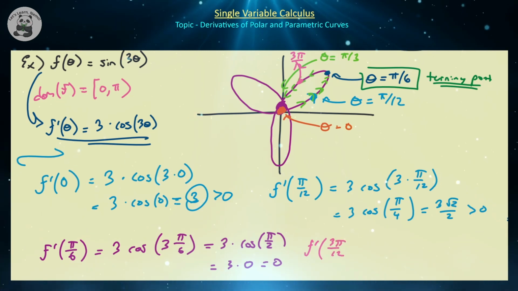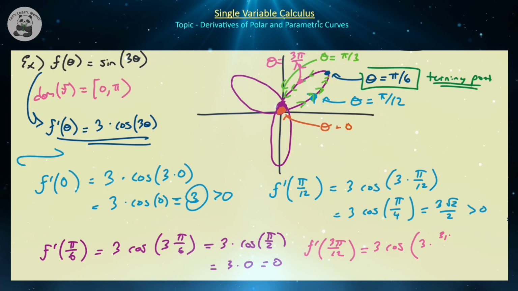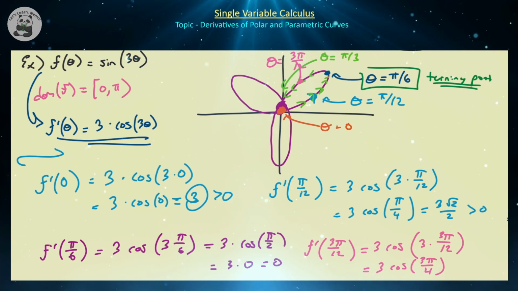So 3 pi over 12, that's on the other side of our first petal. That's just going to be equal to 3 times the cosine of 3 times 3 pi over 12, right? And what's 3 times 3 pi over 12? So that's just 9 pi over 12, which is just 3 pi over 4. So the cosine of 3 pi over 4. So that's just the 45-degree angle in quadrant 2. Therefore, that's just going to be equal to negative 3 square root of 2 over 2, which is a negative number. So that means we're not moving farther away from the origin, we're moving closer to the origin, right? And that, of course, agrees with our intuition, right?